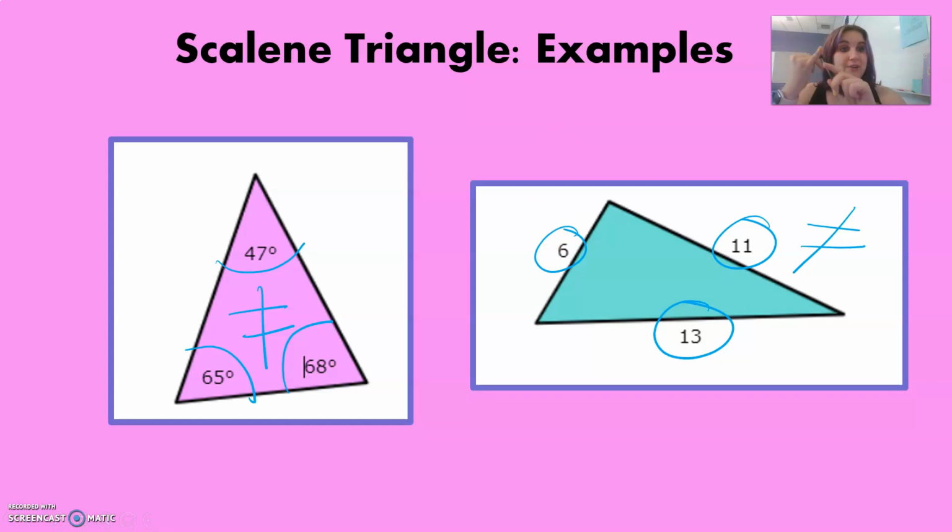So we've got the equilateral triangle, all three sides are equal. The isosceles triangle, two sides are equal. And the scalene triangle, no sides are equal.